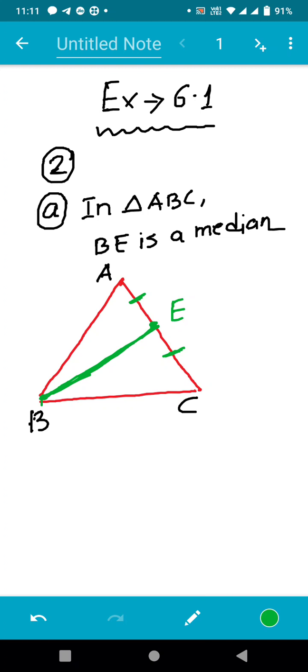Because we have to draw BE as a median, E should be the midpoint of AC, and the line would be drawn from vertex B, because the name of the median is BE. So from B you have to draw one median towards the side AC, and if you are drawing any median from any vertex, the line should meet the midpoint of the opposite side. So this is what exactly we have done. From B we have drawn a line, and this line is meeting a point E, and E is a midpoint of AC. Okay, so it's very, very easy. Now let's move on to sum number B.